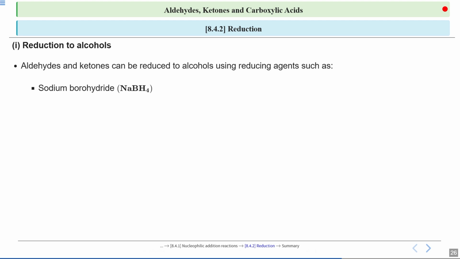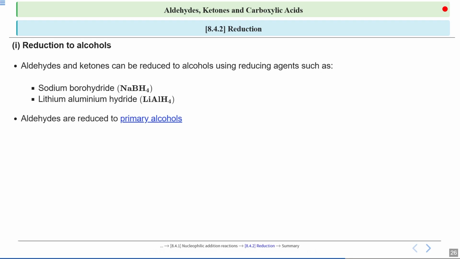This is a milder reducing agent. It selectively reduces aldehydes and ketones without affecting other functional groups. The second one is lithium aluminum hydride, that is LiAlH4. This lithium aluminum hydride is a much stronger reducing agent. Sodium borohydride is a milder reducing agent, but LiAlH4 is quite a stronger reducing agent. So remember, aldehydes are reduced to primary alcohols.